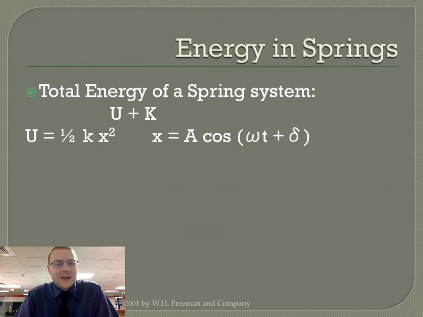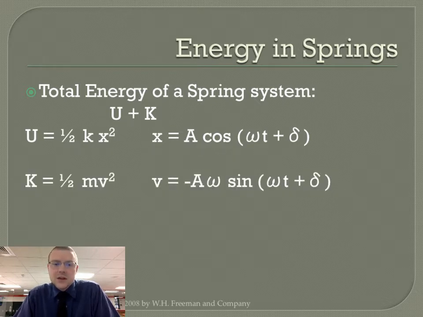Now remember, our x is written as A cosine(omega t plus your phase constant). So we've got to sub that into our potential energy equation. And to make things even more complicated, our kinetic energy is 1/2 mv squared, and our velocity is A omega sine(omega t plus the phase constant). So those two pieces have to be put into our energy equations when we're trying to find the total energy of our system. So let's set this up and see what happens.